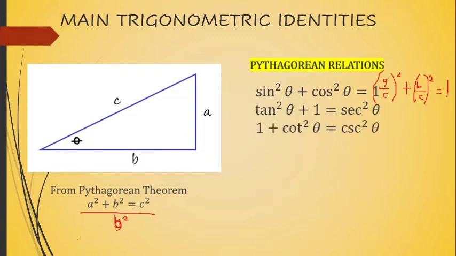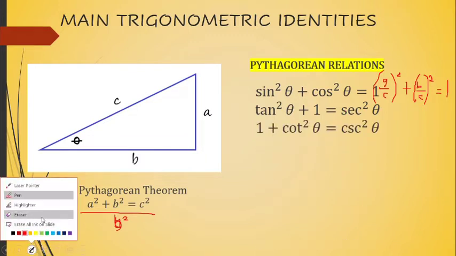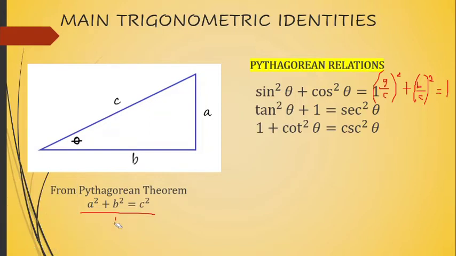You can get this kind of relation if you divide both sides of the equation by a squared. A divided by a is 1. And of course, the reciprocal of tangent is cotangent. The reciprocal of sine is cosecant.